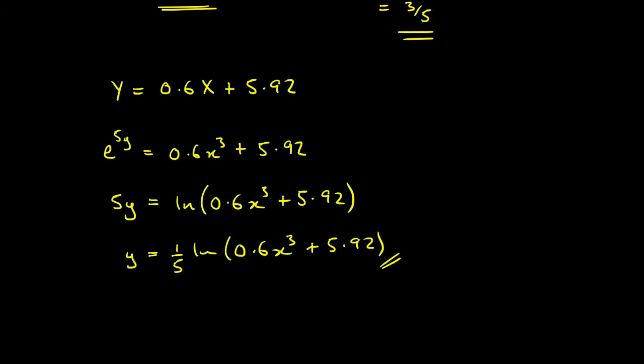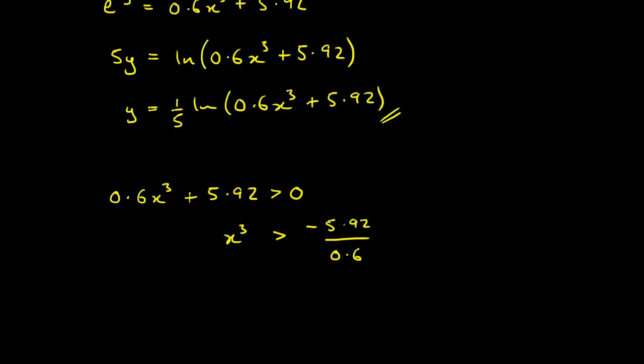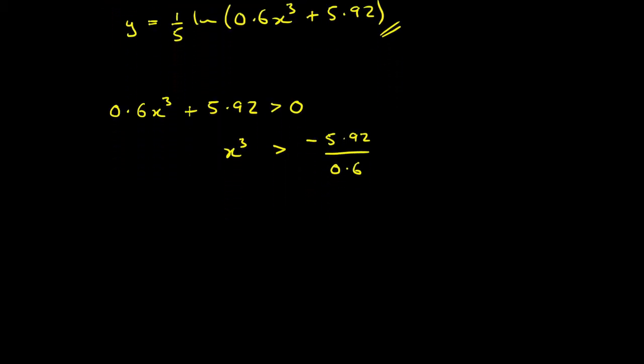We've got part B. We want to find the values of x for which y can exist. Well, essentially what we've got to realize is that the number inside the logarithm always has to be greater than 0, right? So essentially, this thing here, 0.6x cubed plus 5.92 must always be greater than 0. And so therefore x cubed must be greater than negative 5.92 over 0.6. And then we will just have to cube root that, won't we?